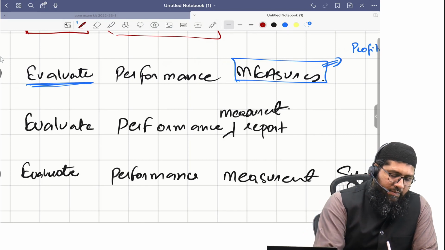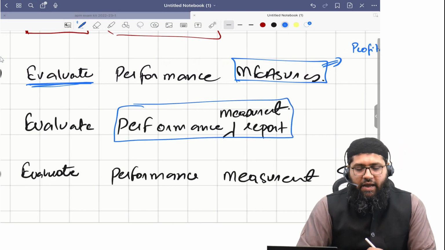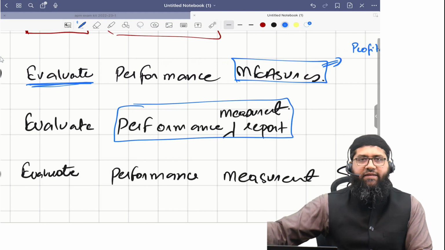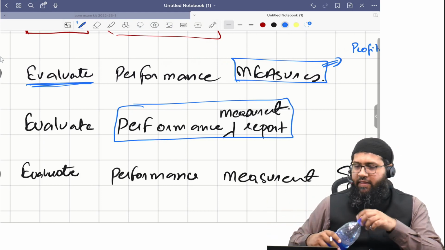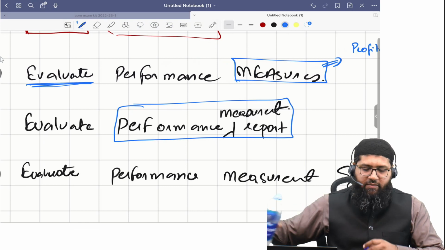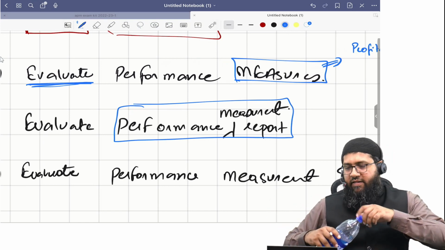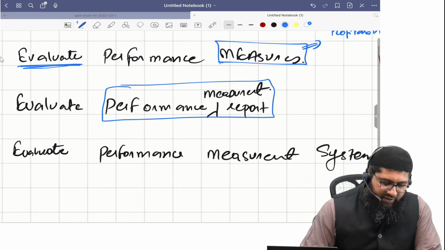Then the next one of them is evaluate the performance measurement report. Now, again, this is a very frequently examined area, and a lot of students make an error when they attempt the answers to this specific question, the performance measurement report. Now, what exactly is this performance measurement report evaluation? Let me just give you a bit of an idea of what a performance measurement report is.